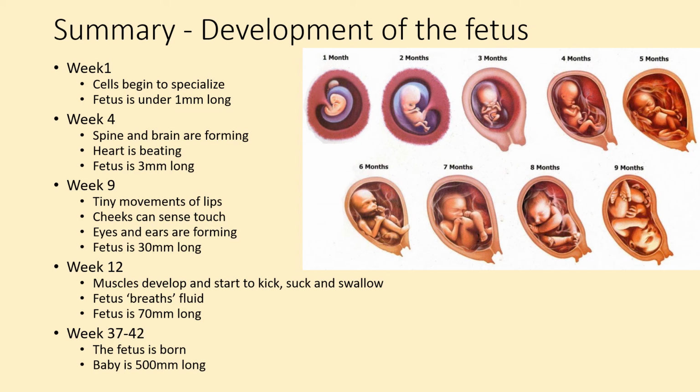So here's a summary of the development of the fetus. Week 1, cells begin to specialise and the fetus is under 1 millimetre long. Week 4, the spine and brain are forming, the heart is beating, the fetus is 3 millimetres long. Week 9, tiny movements of the lips, the cheeks can sense touch, the eyes and ears are forming and the fetus is 30 centimetres long.